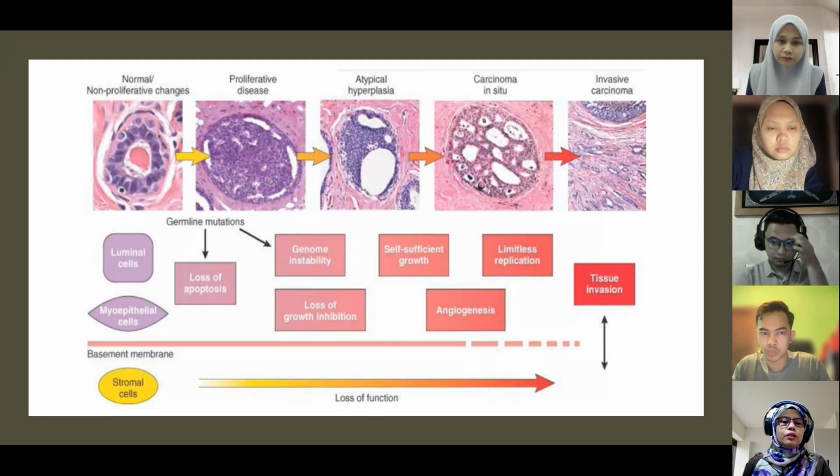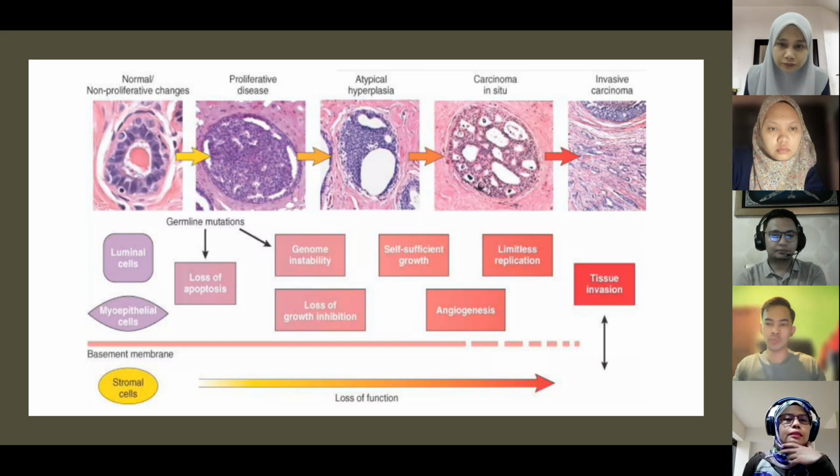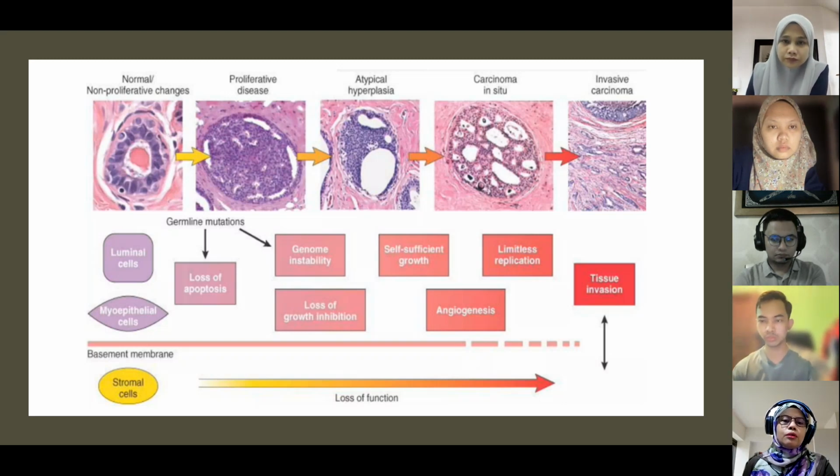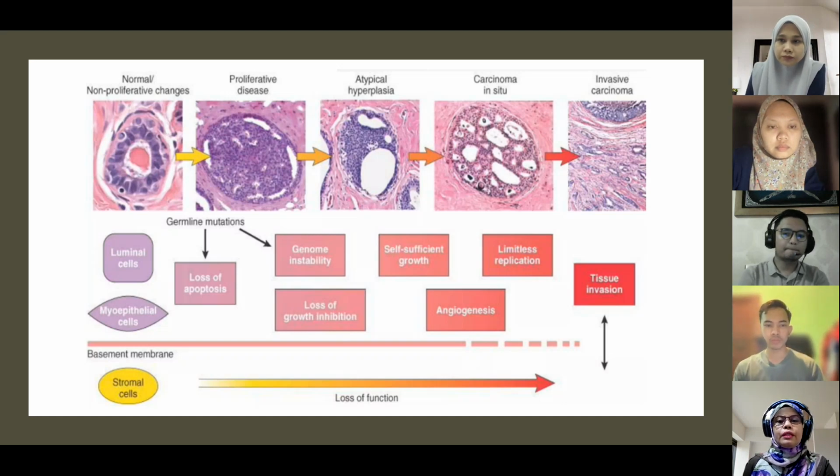When the estrogen receptors start going to be abnormal, it is when we can see benign proliferation changes. And then under the atypical hyperplasia, the gene starts to lose the tumor suppressor function, such as P53.